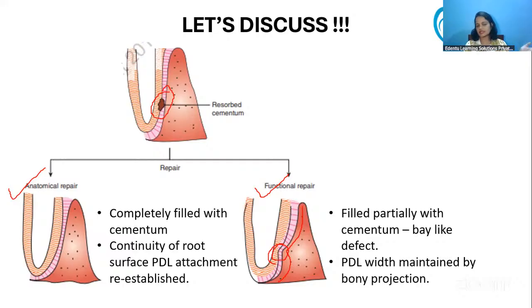Whereas in anatomical repair, it is completely brand new. You won't even know that some repair had happened there. Functional repair is not like that. The repair is done just for the maintenance of function, but the whole anatomy is not repaired. The bay-like defect will still be there, but to maintain the periodontal ligament width, the underlying bone is projected into the defect area. This is a major difference between anatomical repair and functional repair.